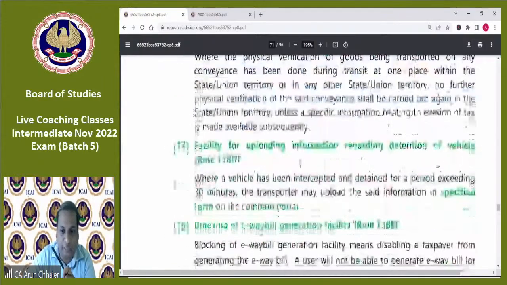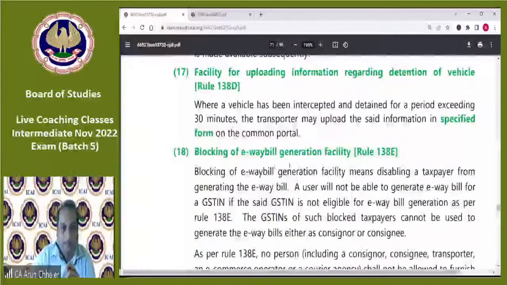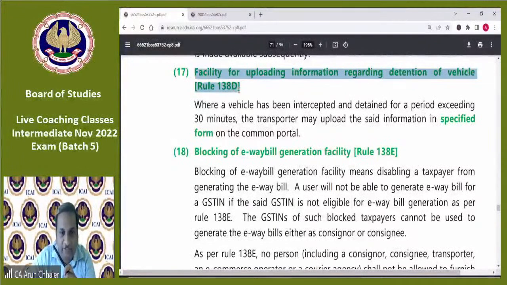That is okay. Fine. 138D, facility for uploading the information regarding the detention of the vehicle. If a vehicle has been intercepted or detained for more than 30 minutes, then the transporter can upload the same on the common portal. Now the last is 138E, and that is very, very important, because there are certain changes in 138E.